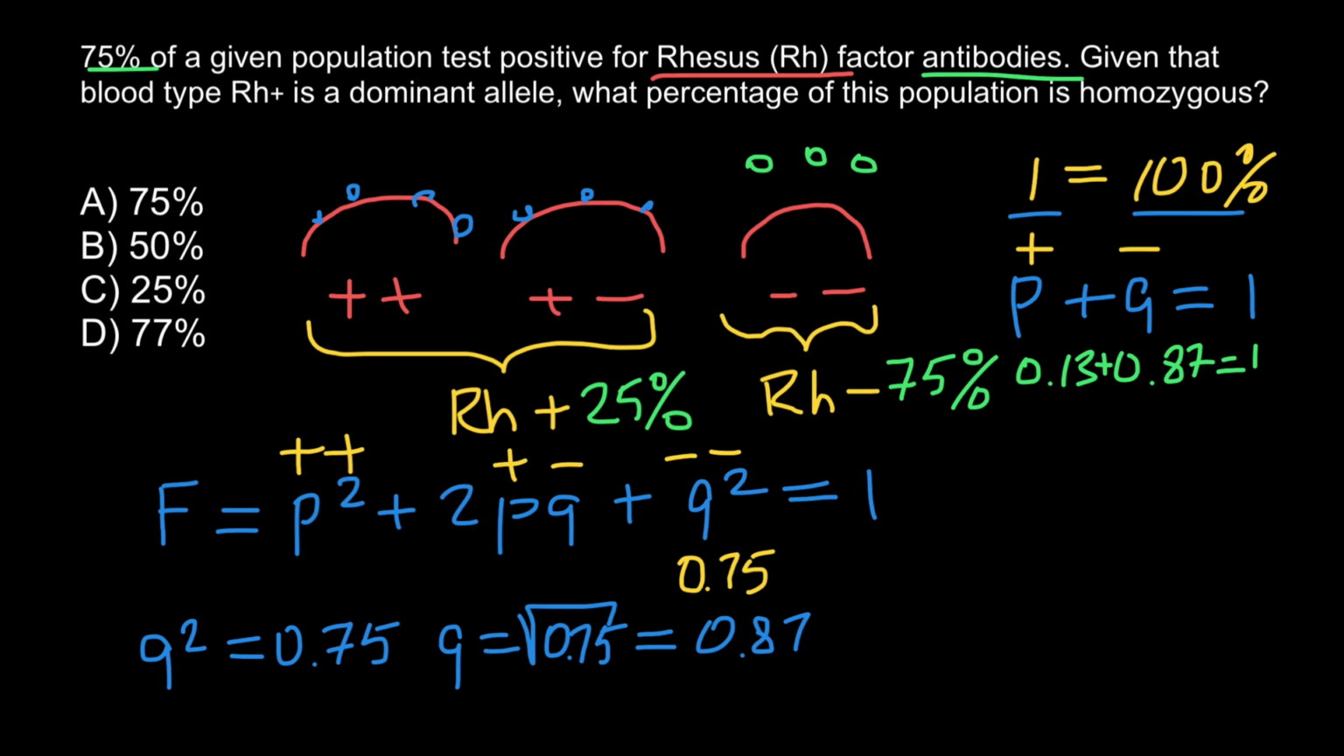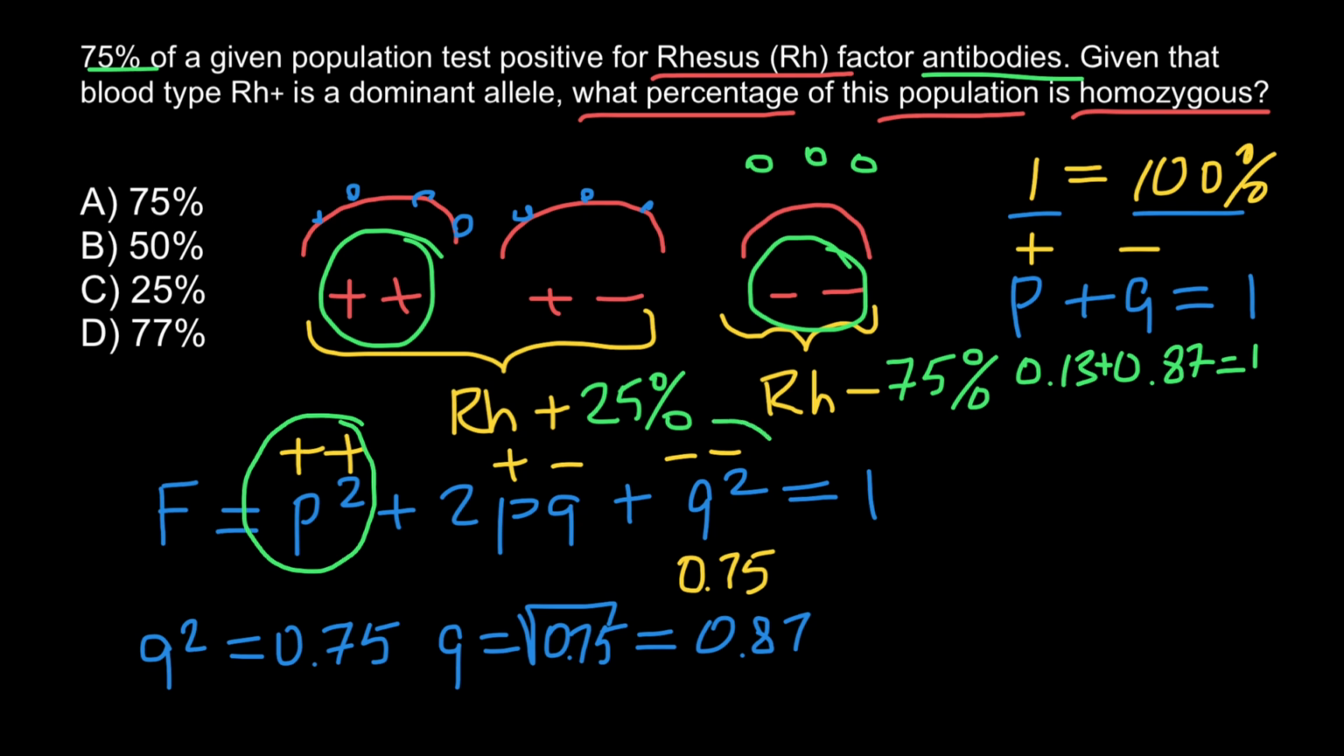Now let's read our question again. What percentage of this population is homozygous? Basically, the question asks what is the frequency of this genotype and this genotype, which are homozygous dominant and homozygous recessive, excluding this genotype here, which is heterozygous. Let me also circle this part of the formula and this part of the formula: homozygous dominant and homozygous recessive, Rh positive, Rh negative. So we just have to combine p squared plus q squared.